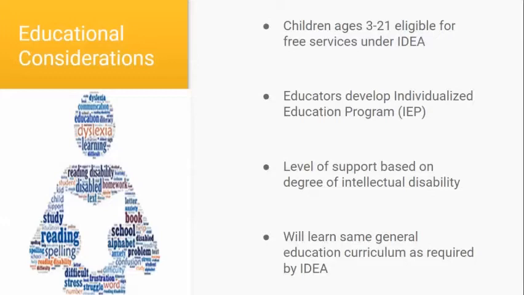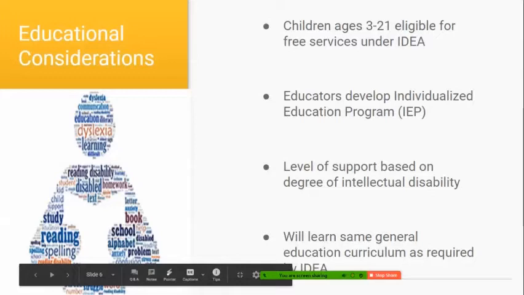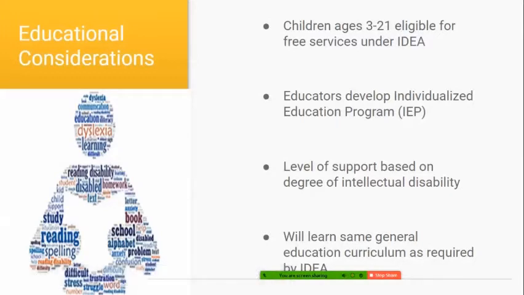And the next step would be for them to develop an individualized education program, which is pretty much identifying their needs and the goals that need to be met in order to help ensure their success. Also, what needs to be identified is the level of support that they need, whether they need more support or less support. Each child with intellectual disability has different needs.